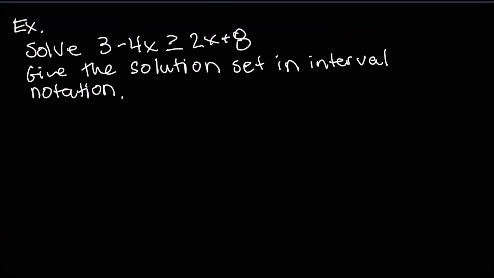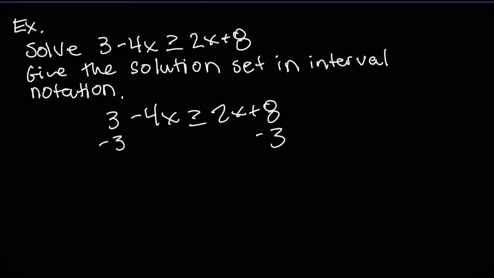In this case, we want to solve 3 minus 4x is greater than or equal to 2x plus 8 and give the solution in interval notation. So let's go ahead and solve this for x. First thing we'll do, write out our equation. And then we want to isolate our x and also our constants. So let's go ahead and subtract a 3 from the left-hand side.